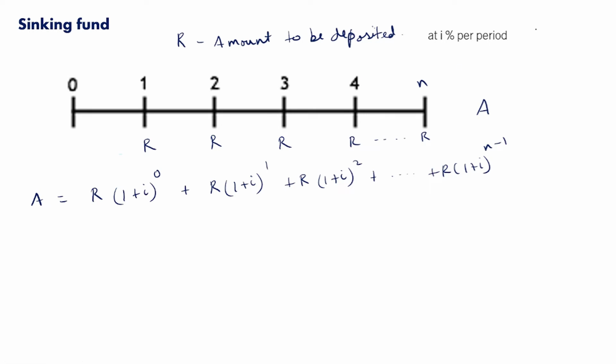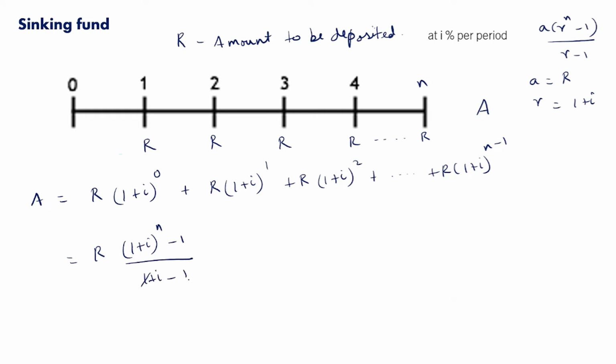So using the formula Sn is equal to a into r raised to n minus 1 upon r minus 1, here we have a as the amount to be deposited at the end of each time period, and the common ratio is 1 plus i. We have this equal to R into (1 plus i) the whole raised to n minus 1 upon 1 plus i minus 1. So we have A is equal to R into (1 plus i) the whole raised to n minus 1 upon i.